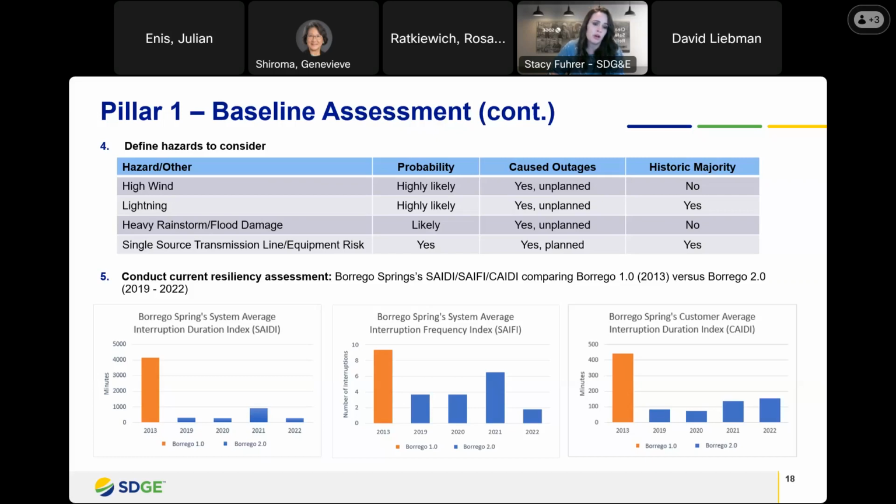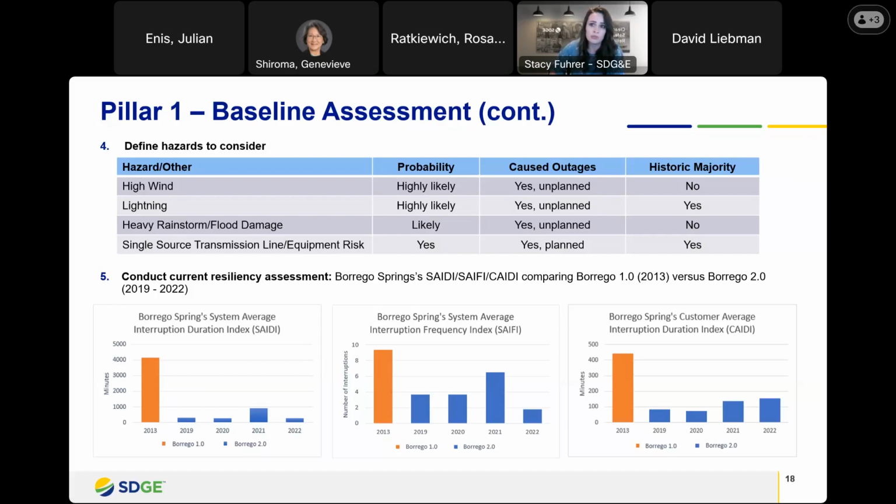As we looked to conduct our resiliency assessment under number 5, we utilized Borrego Springs specific SAIDI, SAIFI, and CAIDI, so our system average interruption duration index. And we evaluated these metrics against our 2013 instance, which was Borrego 1.0, where we were only able to support the community through our priority circuit of number 2. You can tell that they had some significant interruptions in terms of minutes. They also had a significant number of interruptions in terms of frequency, which would be the SAIFI number, the system average interruption frequency index. And as you evaluate it for the customers, you can see in the last graph under CAIDI, the customer average interruption duration index, that 2013 was very significant for the community.